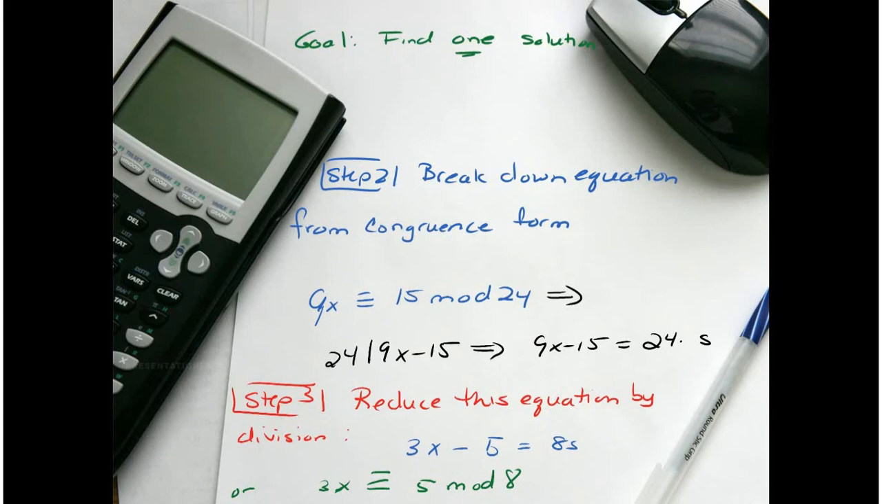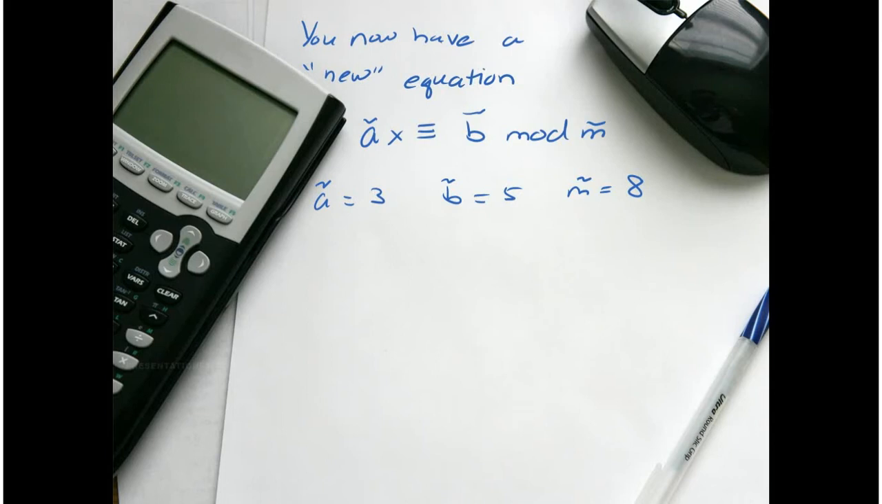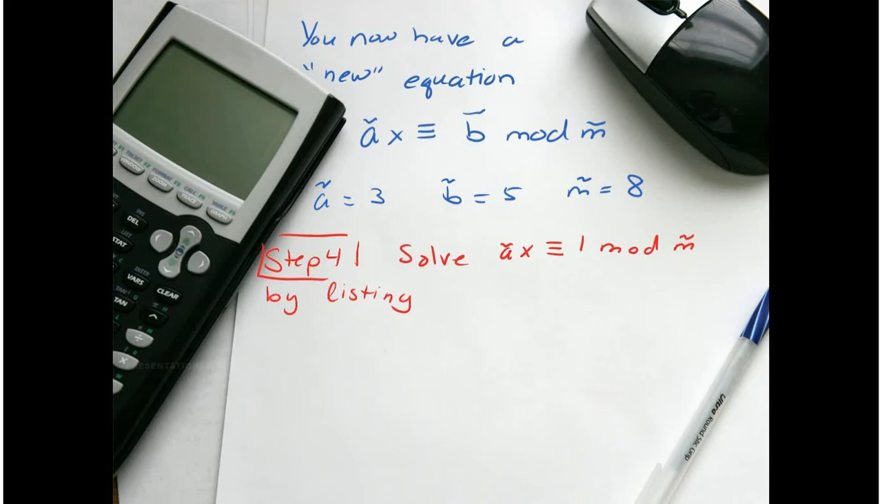Notice that I didn't have to take this extra step of breaking it down into an equation. I'm really just dividing out 3's across the congruence equation. So you can skip this step. I just wanted to fill in and show you where I was coming up with the 3x is congruent to 5 mod 8. So now you have a new equation, and I called this A tilde x is congruent to B tilde mod M tilde, where the A tilde is 3, the B tilde is 5, and the M tilde is 8.